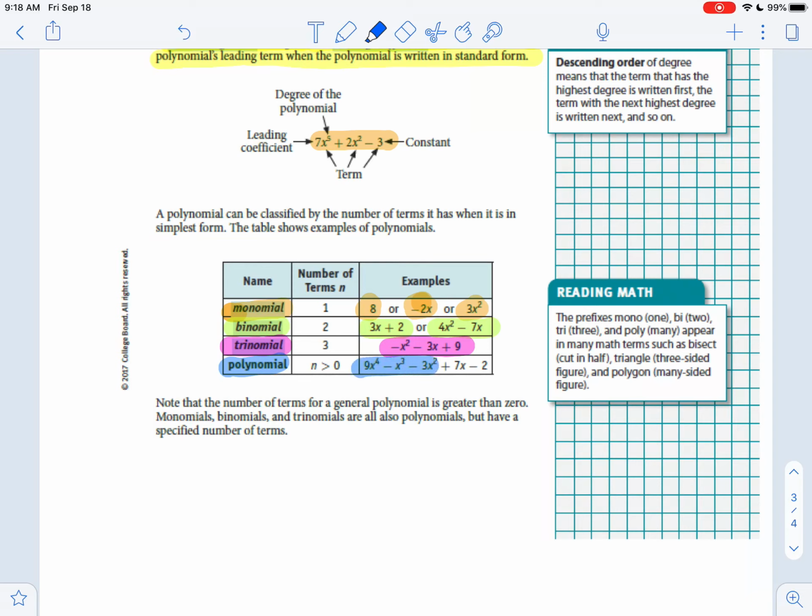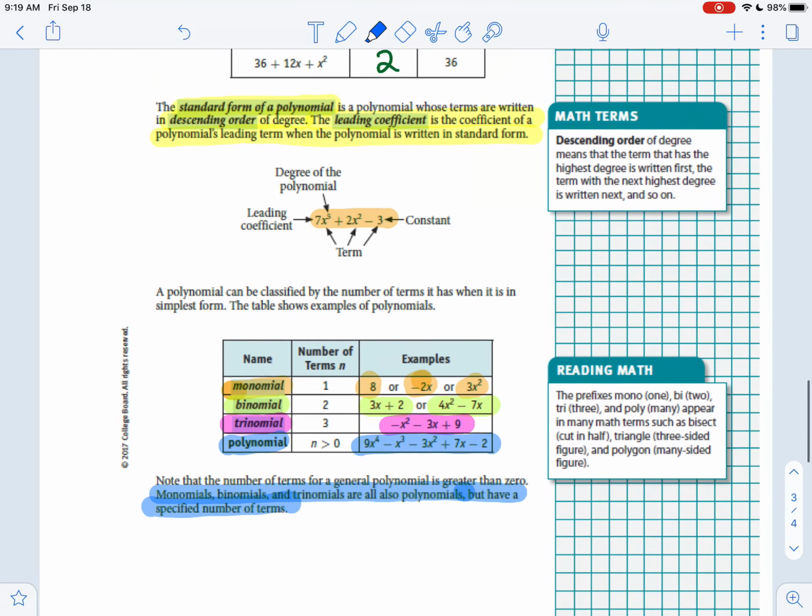And for every other polynomial, you would just have a name of polynomial, whether it's 4 terms, 5 terms, 6 terms, we just call it a polynomial. And the others are also called polynomials. They say at the bottom, the number of terms for a general polynomial is greater than 0. Monomials, binomials, and trinomials are also all considered polynomials, but have a specified number of terms.